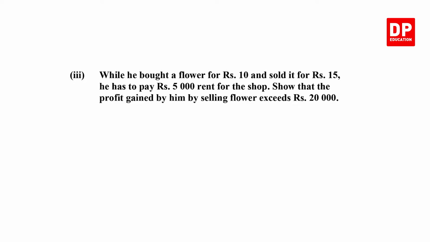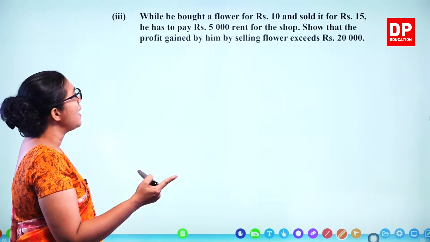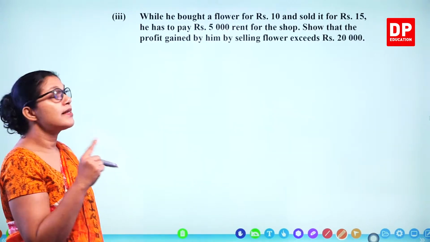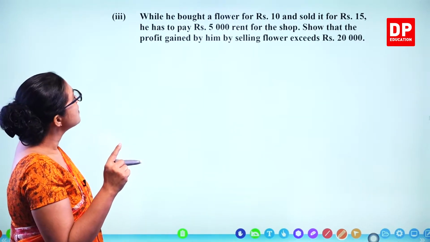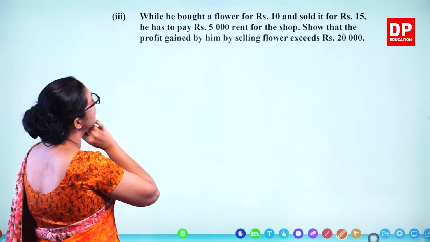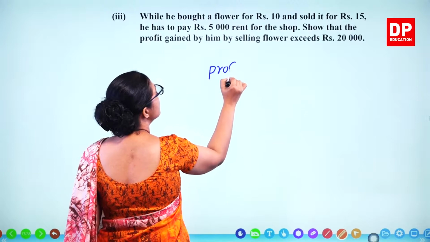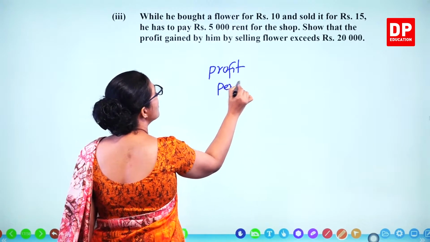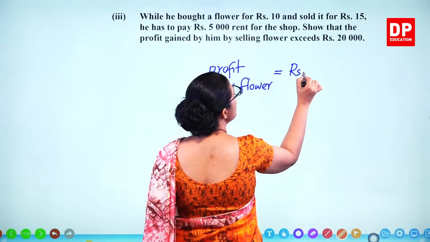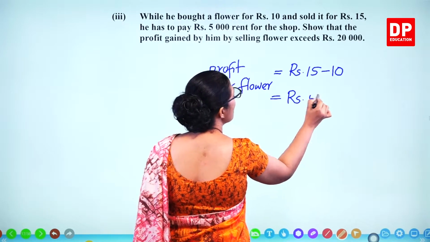Part 3. While he bought a flower for 10 rupees and sold it for 15 rupees, he has to pay 5,000 rent for the shop. Show that the profit gained by him by selling flowers exceeds 20,000. So this is for a month. So what's the profit per flower? It's 15 rupees minus 10 rupees, so that's 5 rupee profit from a flower.